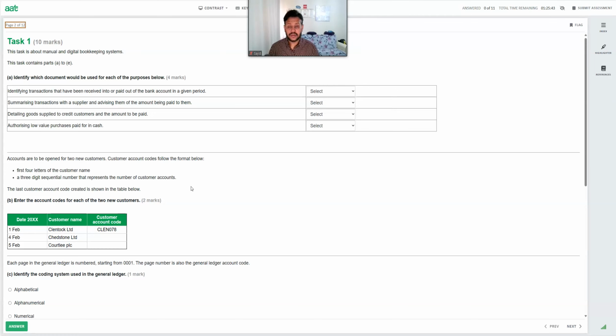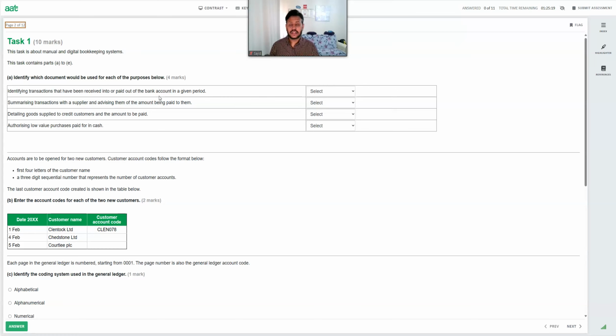It's always better you save it, because in future the supplier can ask for the proof. Anyway, let's get into the question. So the first one says: identify transactions that have been received into or paid from our bank account. So we understand it: money in the bank, paid in and paid out of the bank.